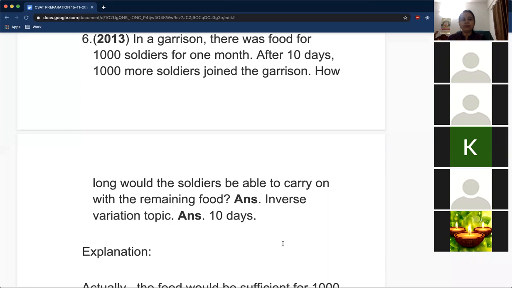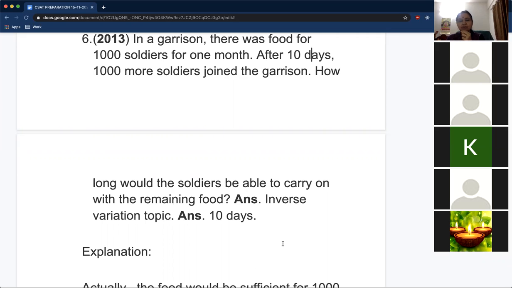The more people there are, the fewer days the food will be sufficient, right? It's very clear from that. So that means it's inversely proportional, inverse variation. But the question here is that 10 days of food were already utilized for the 1,000 people. Now, this food was sufficient for 1 month, which we will assume is 30 days. So how many more days was it sufficient actually?